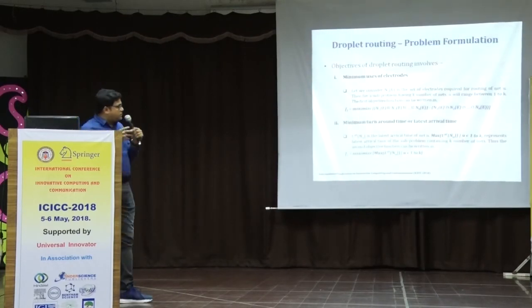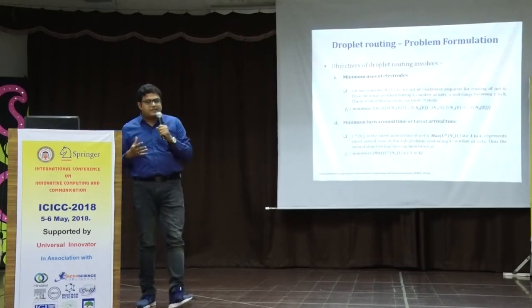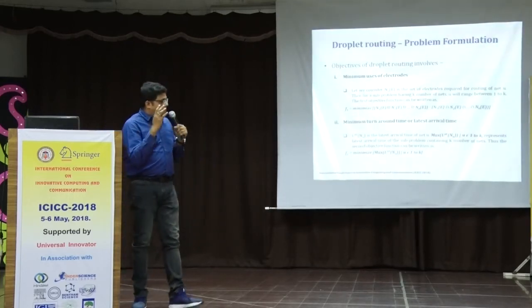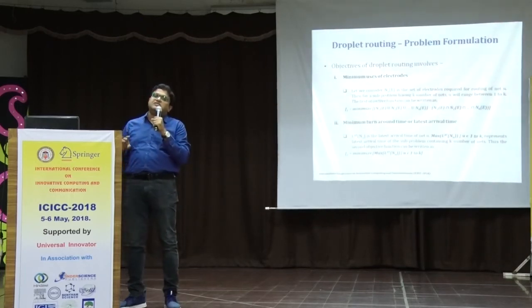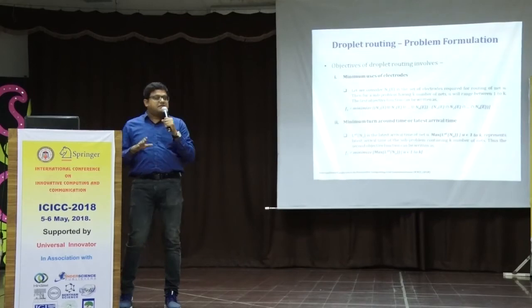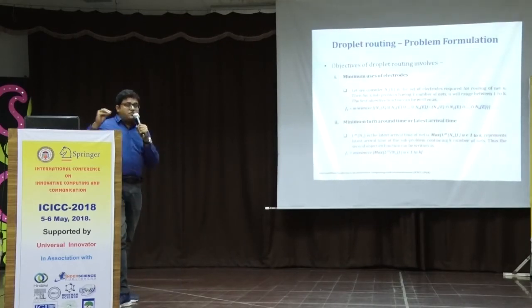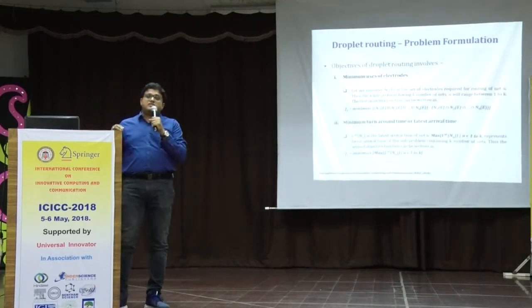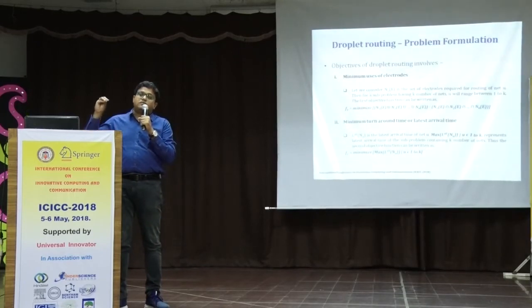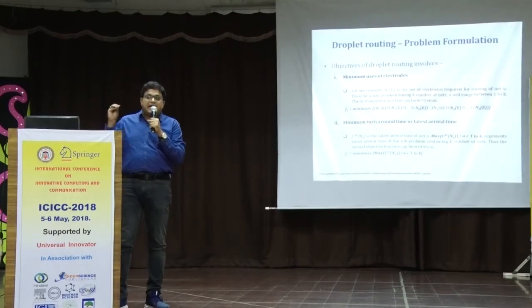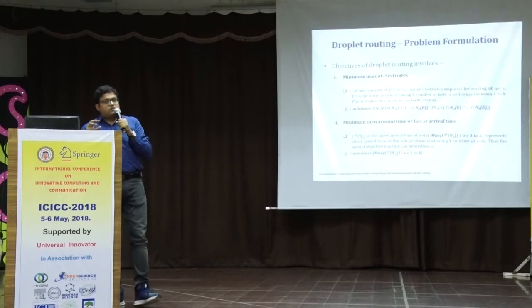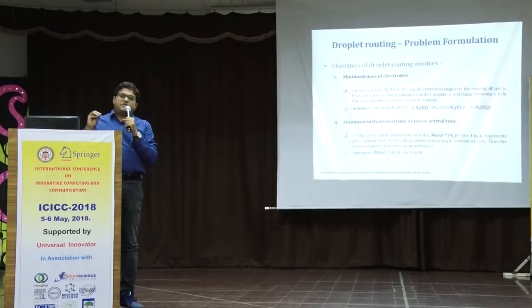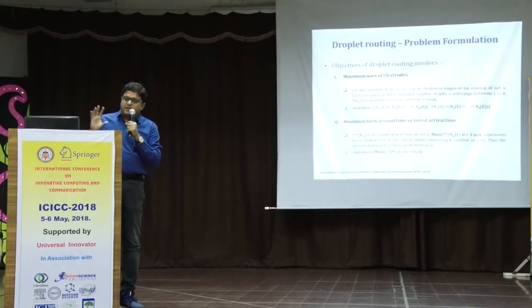Now if we look into the problem formulation, this is the mathematical formulation. The basic objective of droplet routing involves at least 3 optimizations. The first one is that we need to minimize the number of electrodes to be used over the biochip for performing one particular operation.